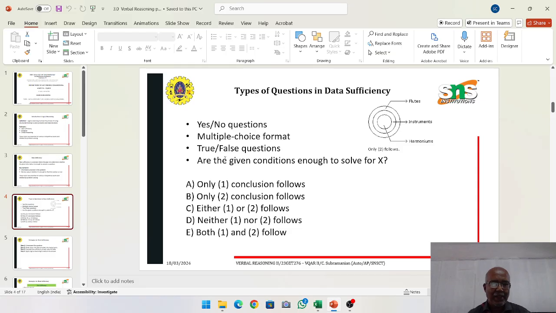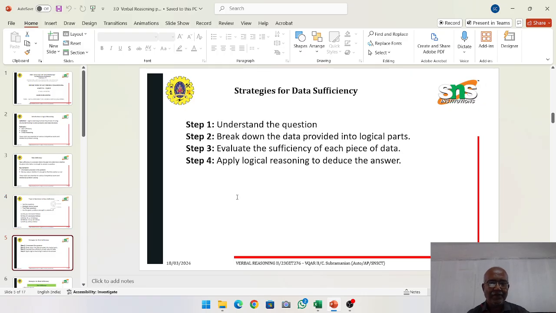For example, there will be yes or no questions, multiple choice questions, or true or false questions. Whether the given conditions will solve the problem or not. This will be given with options such as only one conclusion follows, only two conclusions follow, either one or two follows, neither one nor two follows, or both follow.